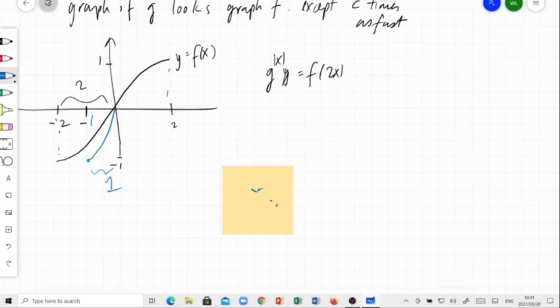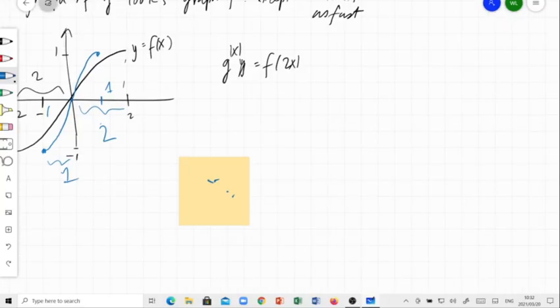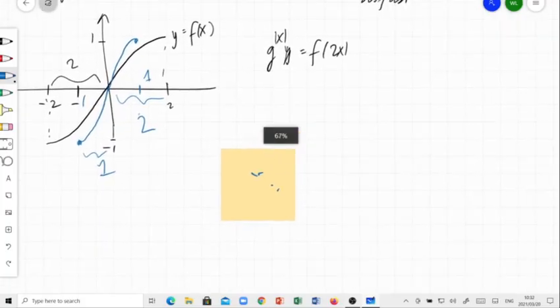to grow from 0 to 1, the original f of x took 2. You see, it took another 2 units. So here I actually only use 1. So it goes something like this, right? It has exactly the same shape, but it does it twice as fast.